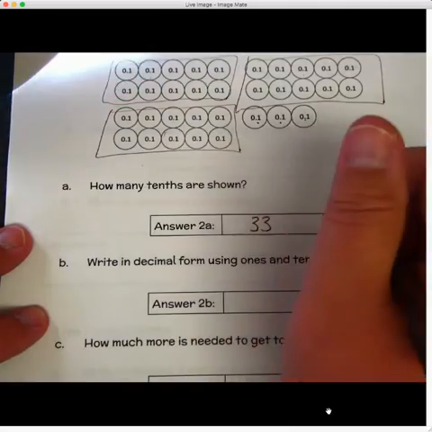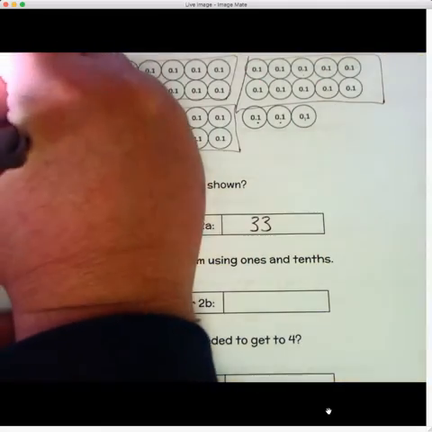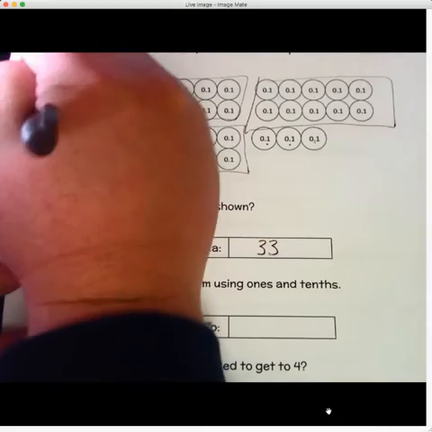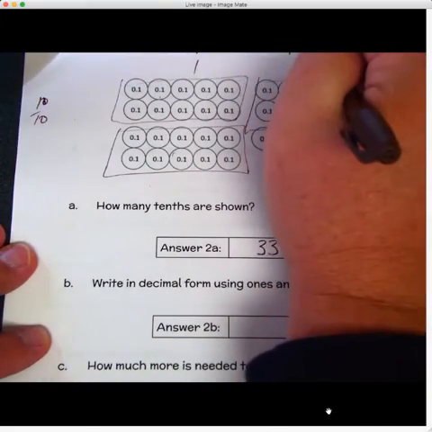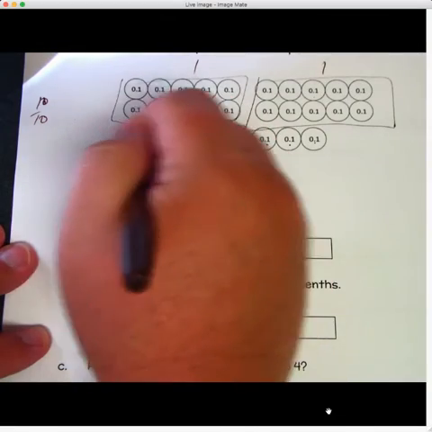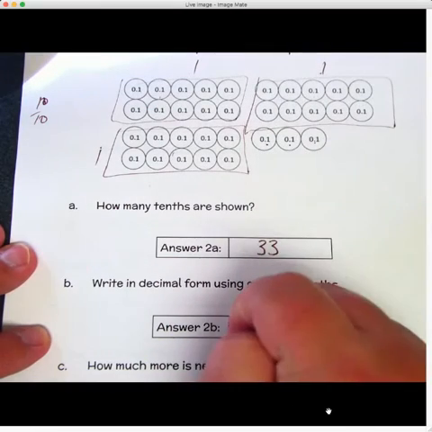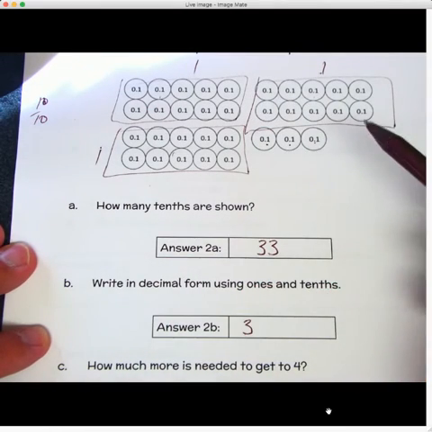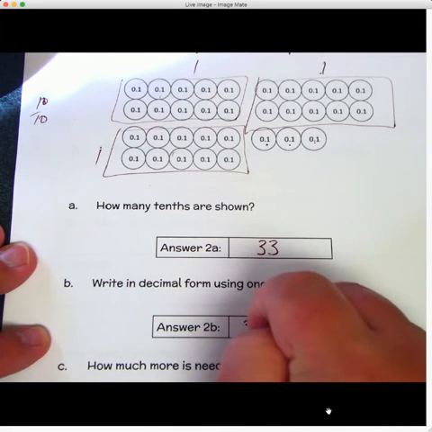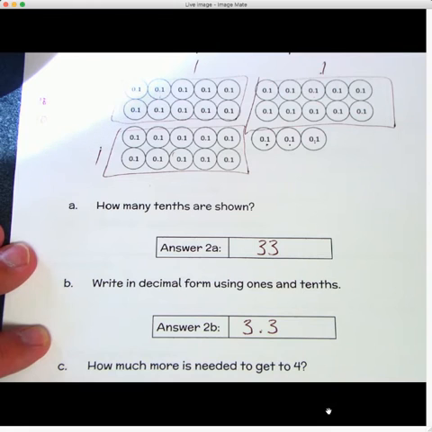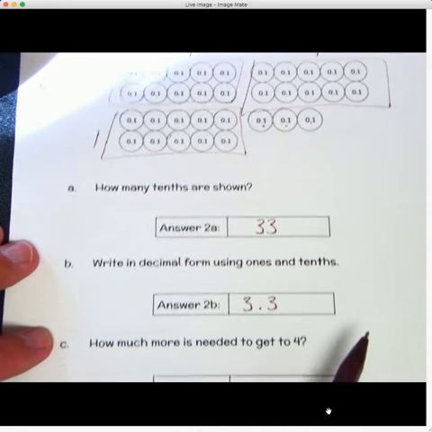Decimal form. So every group of 10 tenths, remember, 10 tenths is a 1. So here's 10 tenths, there's 1. Here's 10 tenths, there's 1. Here's 10 tenths, there's 1. So I have 1, 2, 3 wholes. And how many tenths are left? 1, 2, 3 tenths more. So we would say 3 and 3 tenths. How much more is needed to get to 4?